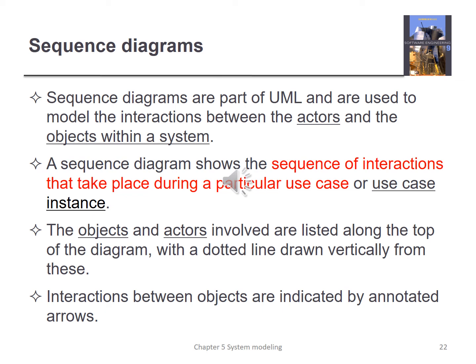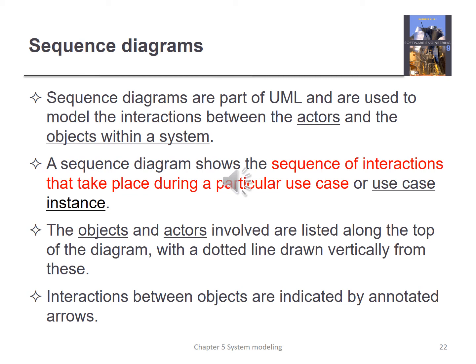Well, the sequence diagram shows the object interaction arranged in time sequence. It will show the objects and the classes involved in the scenario and the sequence of messages exchanged between the objects needed to carry out the functionality of that scenario. What does that mean? Sequence diagrams are part of UML and are used to model the interaction between the actors and the objects within a system.